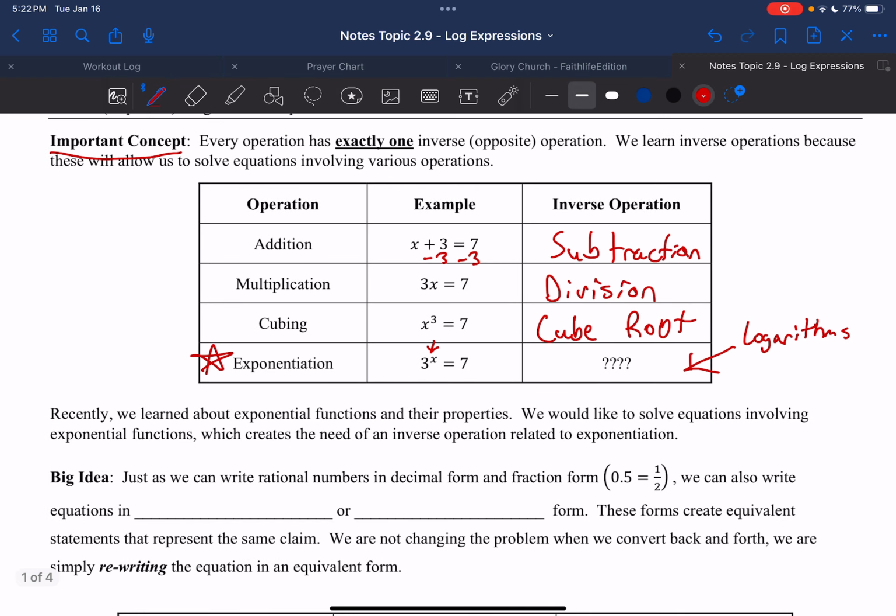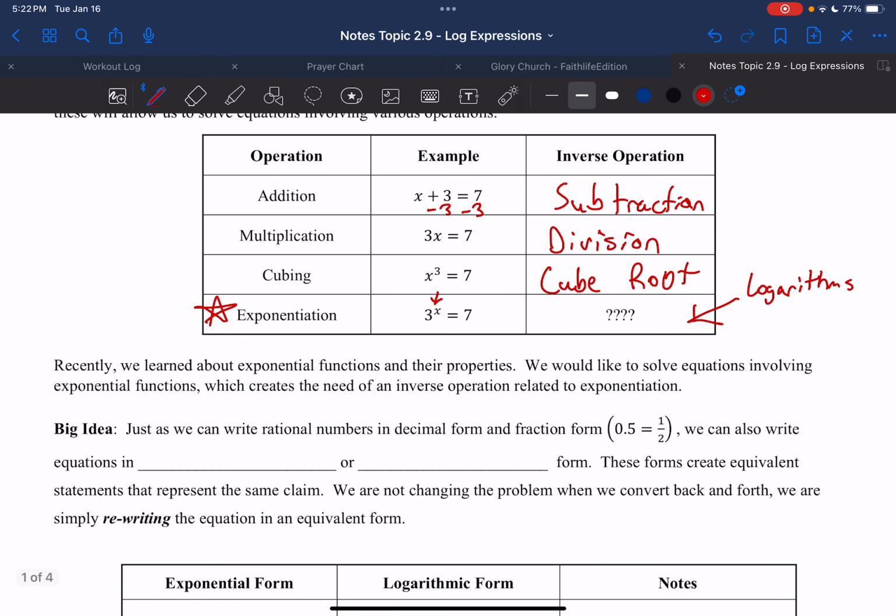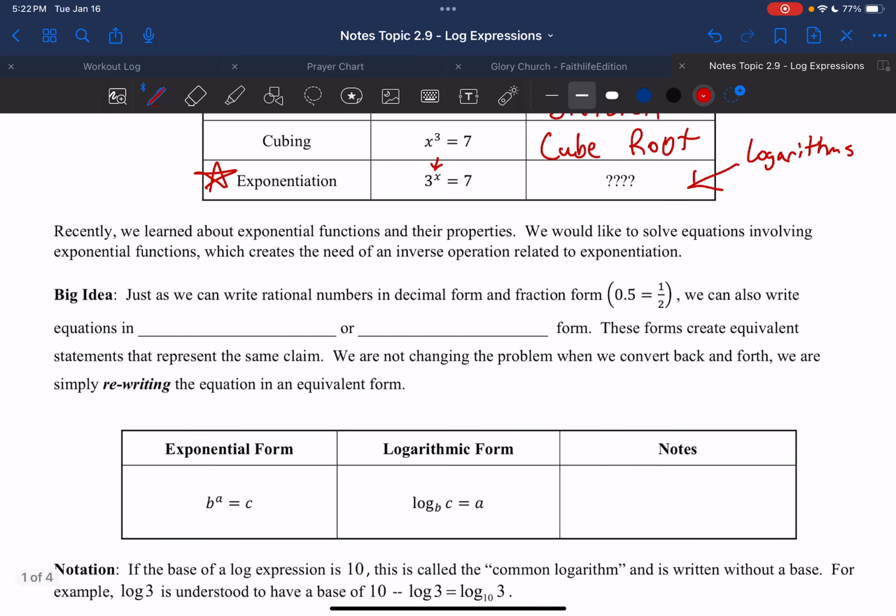Recently, we've learned exponential functions and their properties. We would like to solve equations with x in the exponent. The big idea here is that just as we can write rational numbers in decimal or fraction form, we can also write equations in exponential or logarithmic form. These forms create equivalent statements that represent the same claim.